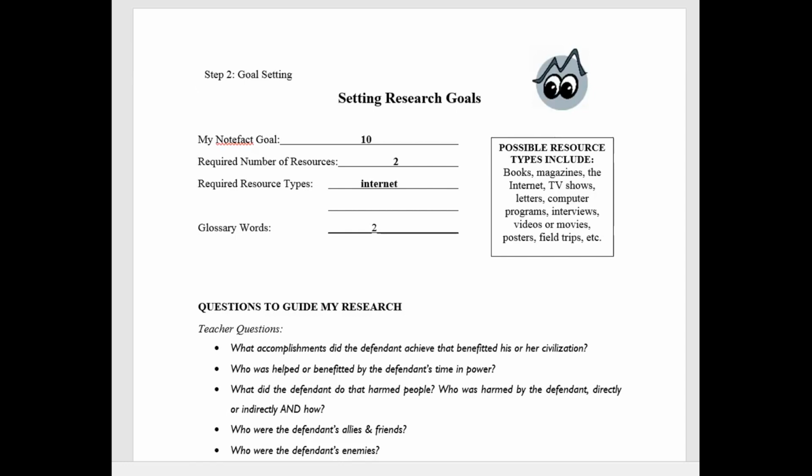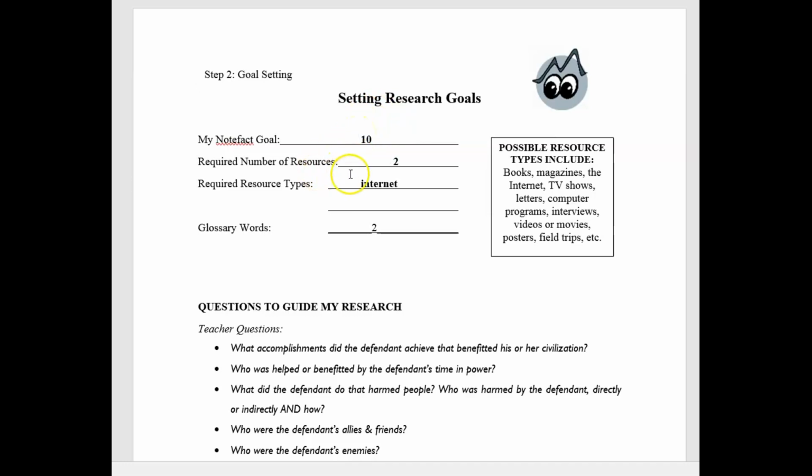Okay, so now that we have looked at what we already know about the person that we are researching, whether it's a lot or a little, we need to look at what our goals are. Okay, and so our goals are that you hit 10 NOFACTS. That is not very much. I will explain what a NOFACT is in a second, but I assure you that you can make 10.